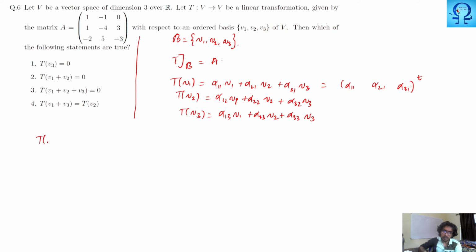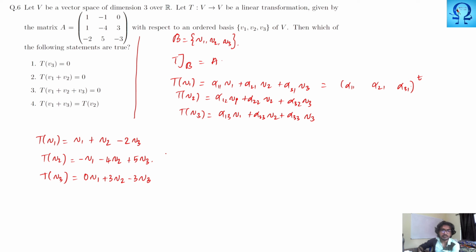So basically, from the matrix I am writing, T of v1 is 1 times v1 plus 1 times v2 minus 2 times v3, and T of v2 is minus 1 times v1 minus 4 times v2 plus 5 times v3, and T of v3 is 0 times v1 plus 3 times v2 minus 3 times v3. So from here it is very trivial that T of v3 is not 0, so option 1 is false.